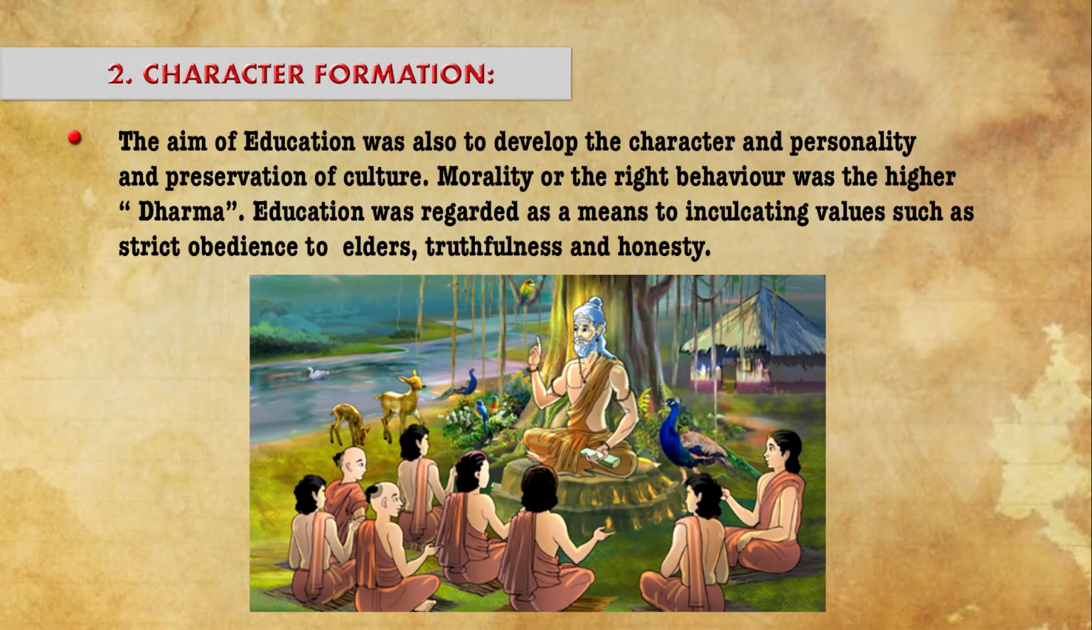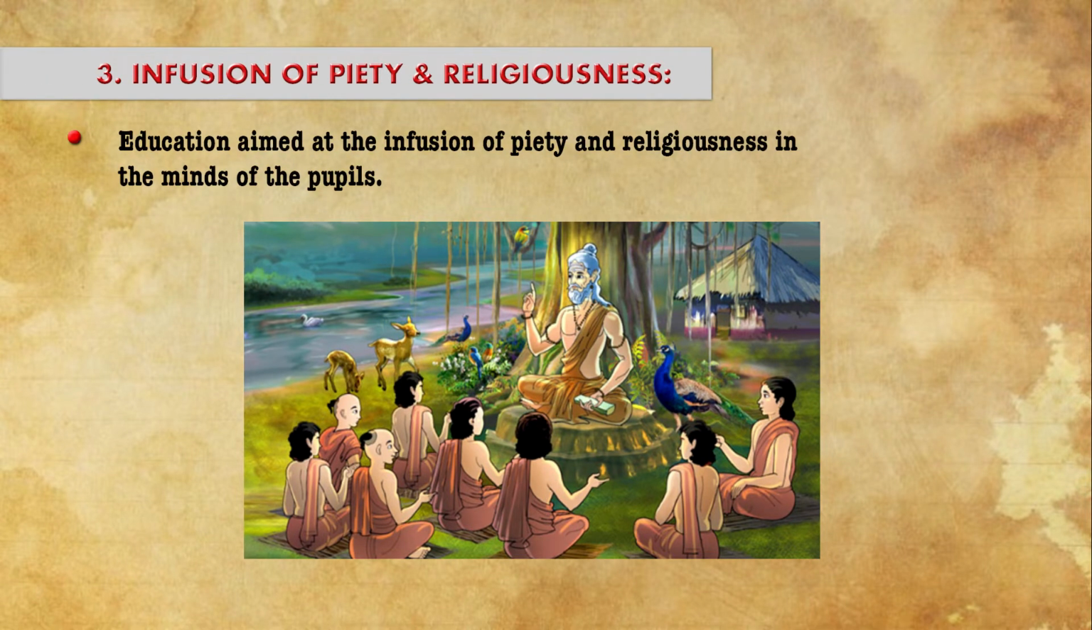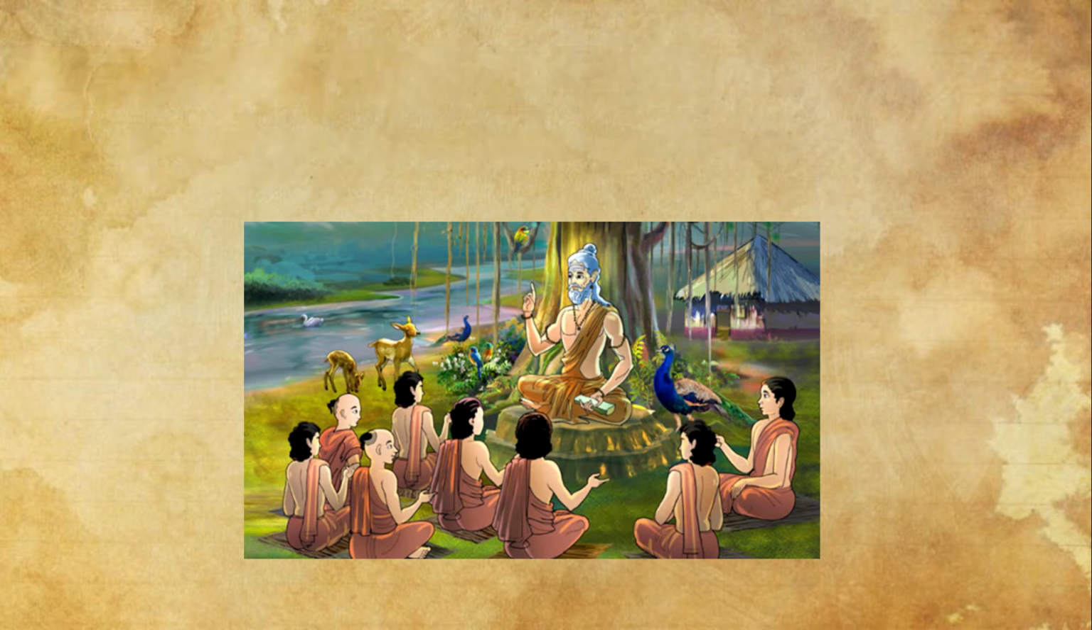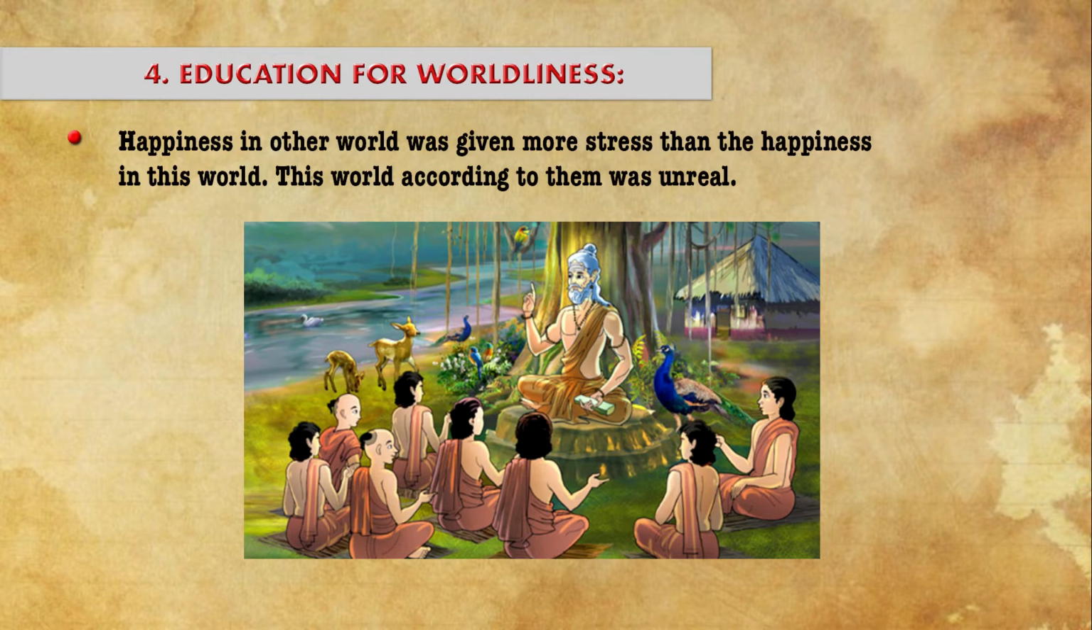Again, the aim of education was to develop the character and the personality, the preservation of the culture. Morality or the right behavior was the highest dharma. Education was regarded as a means to inculcate values such as obedience to elders, truthfulness, honesty, and so on. Education also aimed at the infusion of piety and religiousness in the minds of the pupil. Happiness in the other world was given more stress than the happiness in this world. According to them, this world was unreal. Therefore, the stress was given more on the happiness beyond.